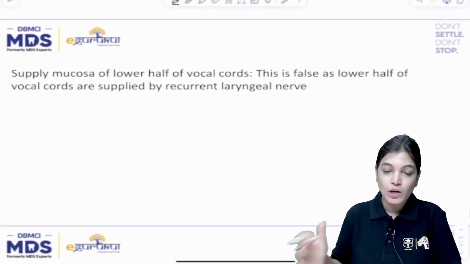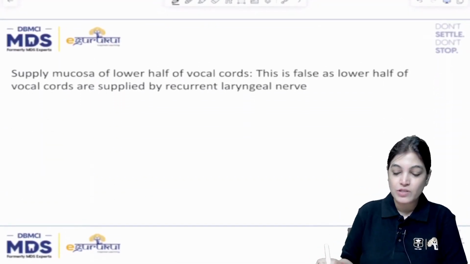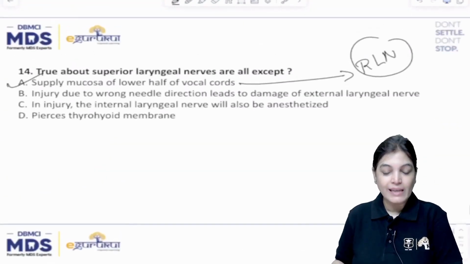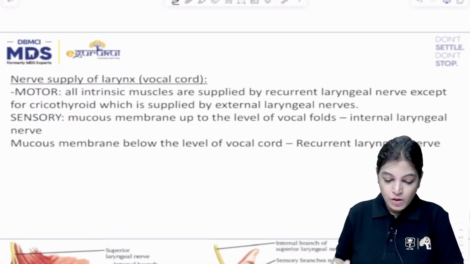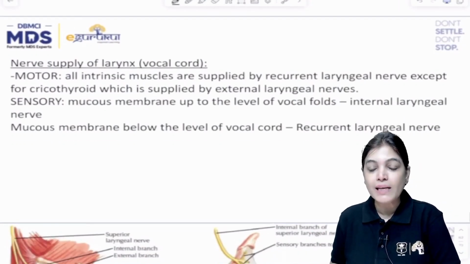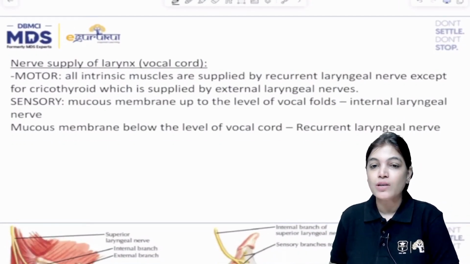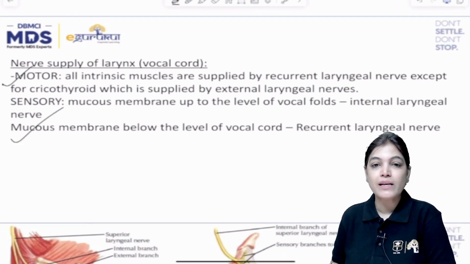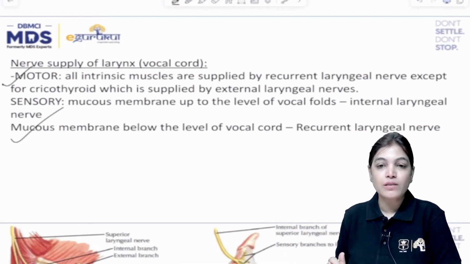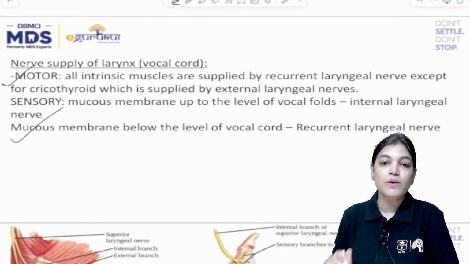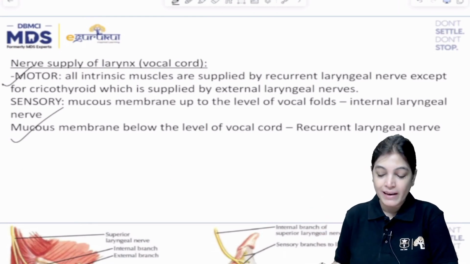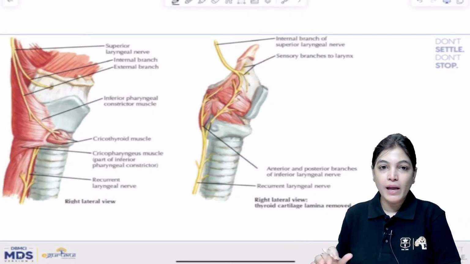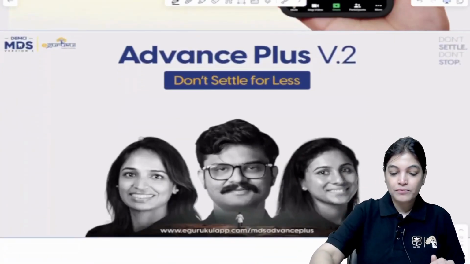The sensory innervation of the lower part of the vocal cord is done by the recurrent laryngeal nerve and not by the superior laryngeal nerve. So we will mark A as the right answer. It's also important that all the muscles of the larynx get innervation from the recurrent laryngeal nerve except cricothyroid, which gets innervation from the external laryngeal nerve, and sensory innervation of the upper part is by the internal laryngeal nerve, a branch of the superior laryngeal nerve, and the mucosa of the lower part of the vocal cord by the recurrent laryngeal nerve, which is the same as shown in this image.